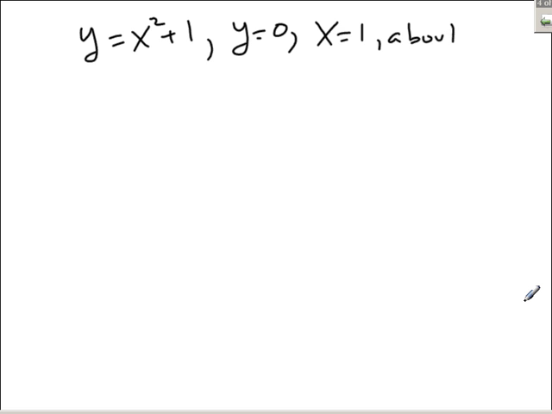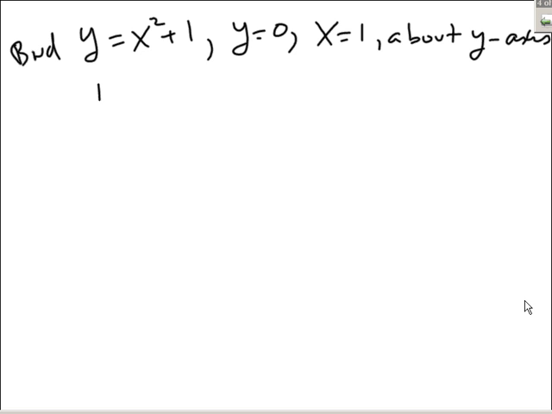Okay, let's try another one. Find the volume of the solid formed by revolving the region bounded by the graph y equals x squared plus 1, y equals 0, x equals 1, and this is about the y-axis. So it's bounded by those three curves. X squared plus 1, y equals 0, and x equals 1.